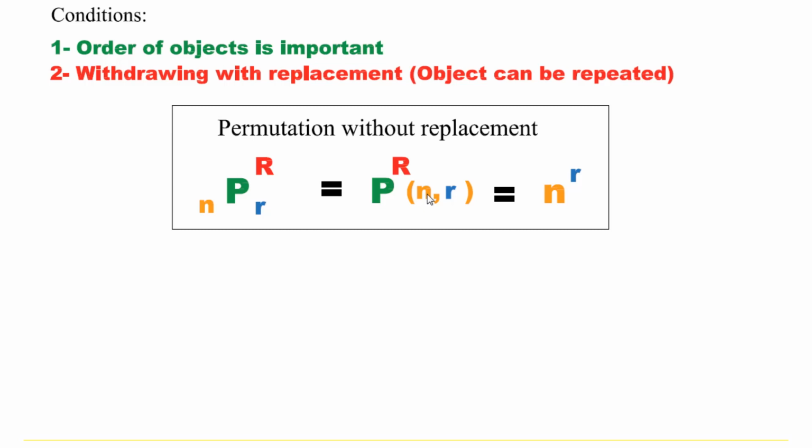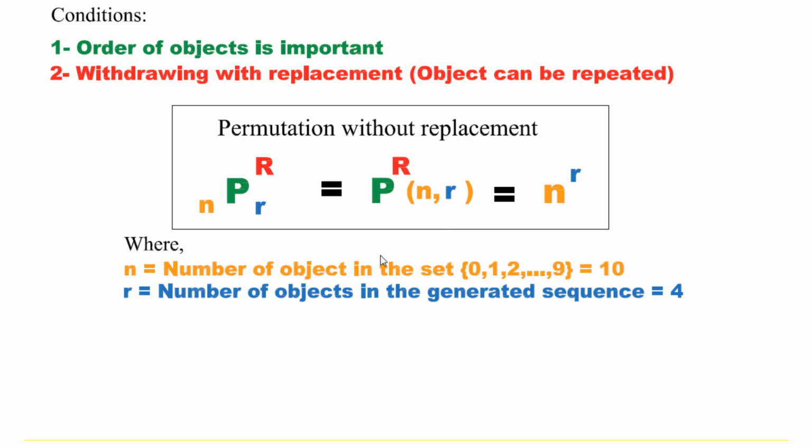For n objects taken r at a time, n is the number of objects in the set. So we have 10 balls numbered from 0 to 9, and their total number is 10, and r is the number of objects in the generated sequence. So how many digits do we have? We have 4. So r is equal to 4.